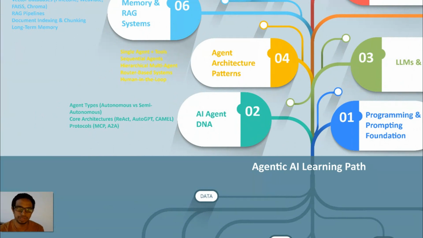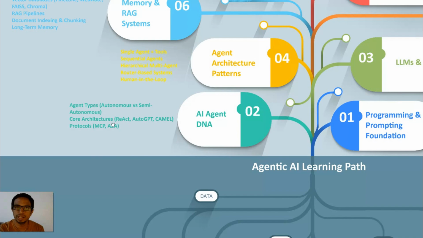The next phase is the Agentic AI DNA, in which we learn about agent types, which are either autonomous or self-autonomous. Then we have core architectures, which are ReAct, AutoGPT, and Camel. Then we have different protocols. Some of them are MCP and A2A.